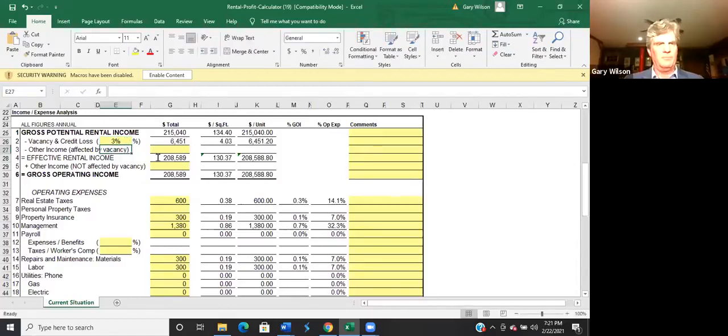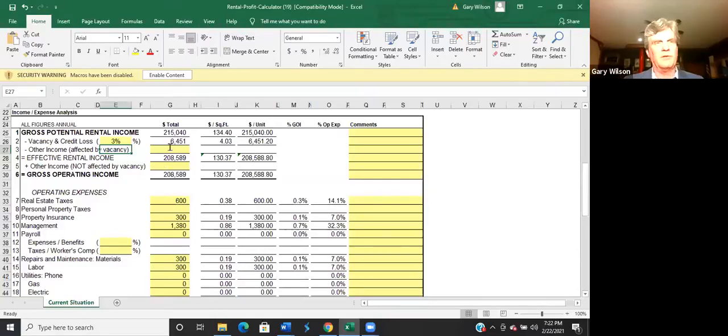Effective rental income. Now I believe they had laundry inside the units. That's not good. They did have garages. I would always separate the garages and rent them out separately. That way you get more money. Okay, so other income not affected by vacancy.